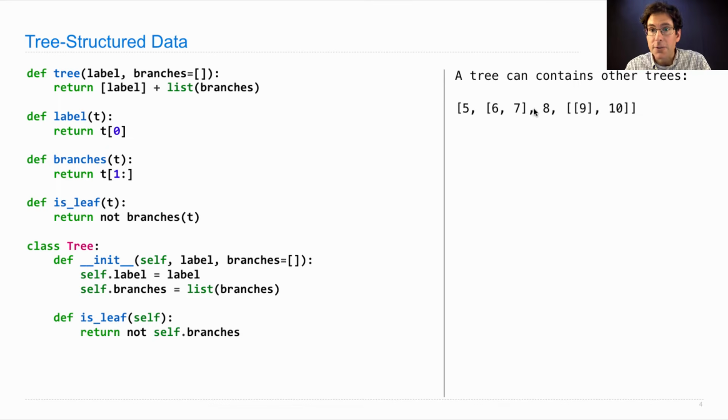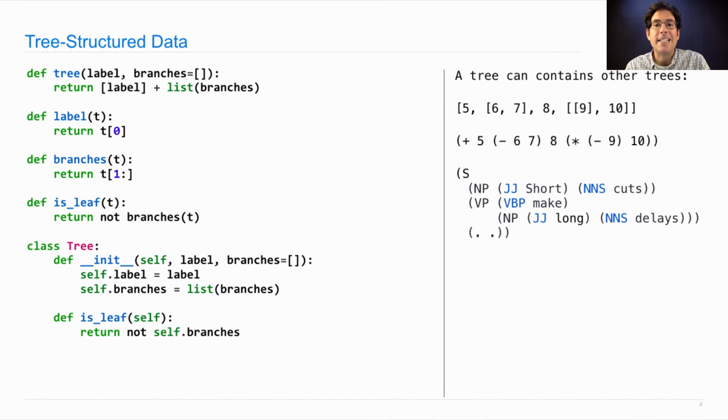We see examples when we look at nested lists. That's like a tree structure, where this nested list contains other nested lists. An expression in Scheme or in Python is also a tree structure. This call expression has operand sub-expressions, which themselves are call expressions.